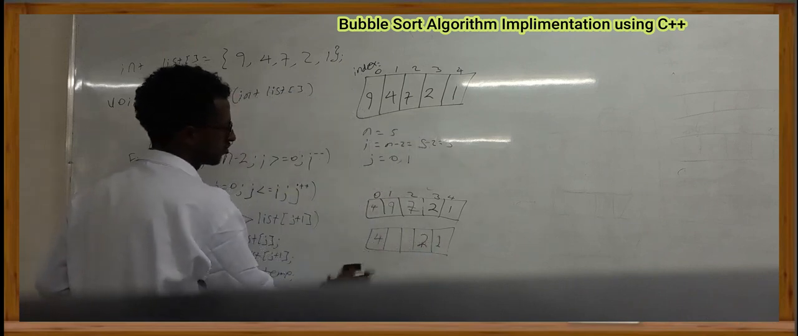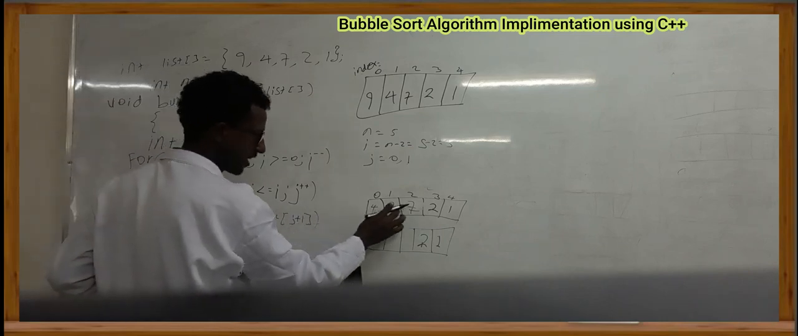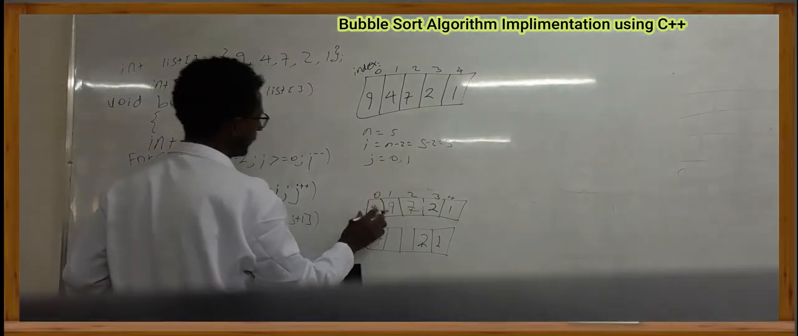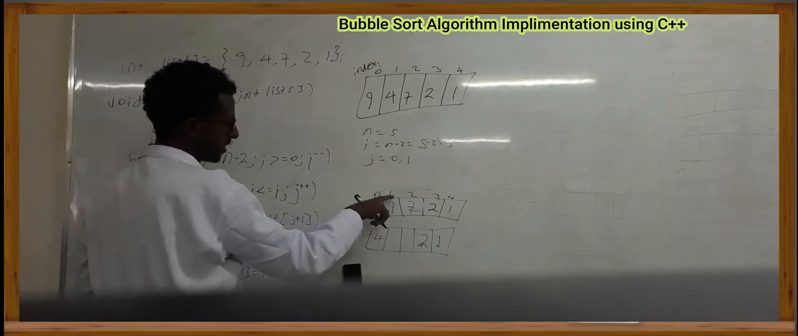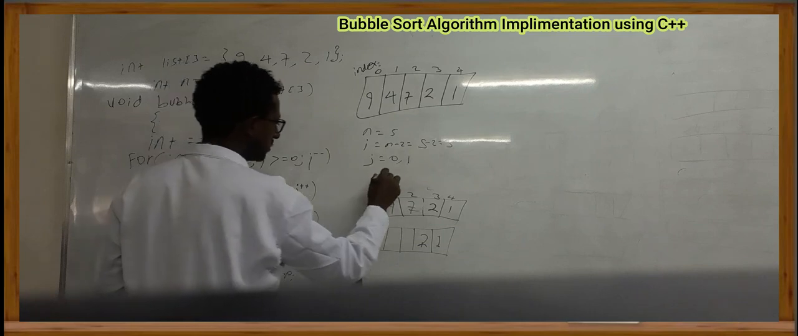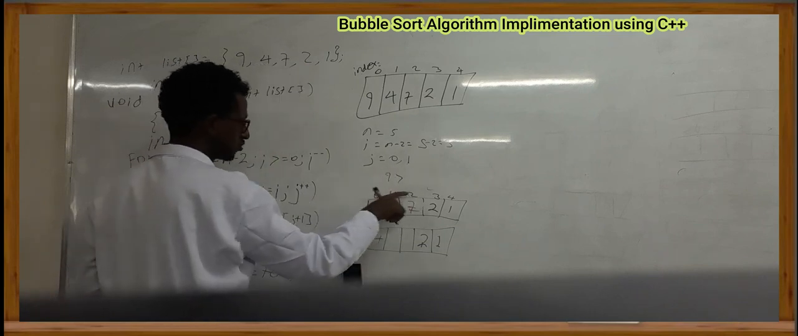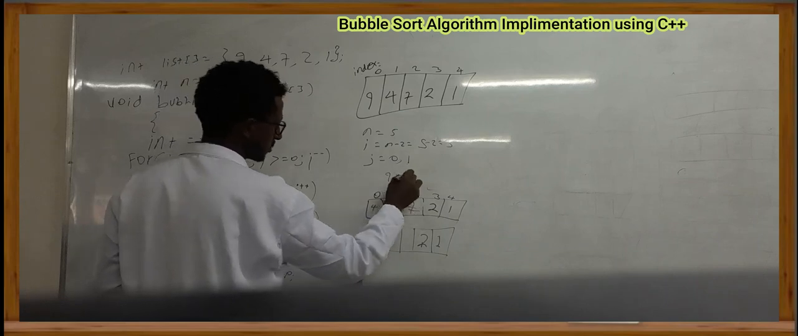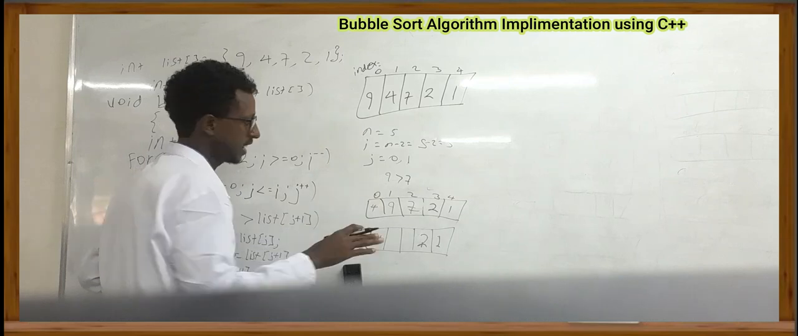Then we swap this one. How do we swap? Check this condition. That means check 9 and 7 here. If list of j is 1, list of 1 is 9, greater than list of j plus 1, which is list of 2, meaning 7. Check this one: 9 greater than 7? Yes, so you should swap it.